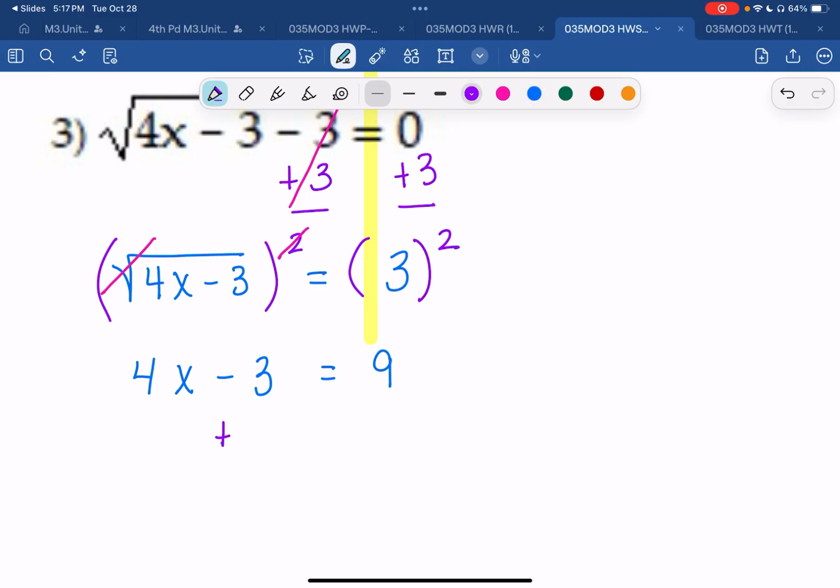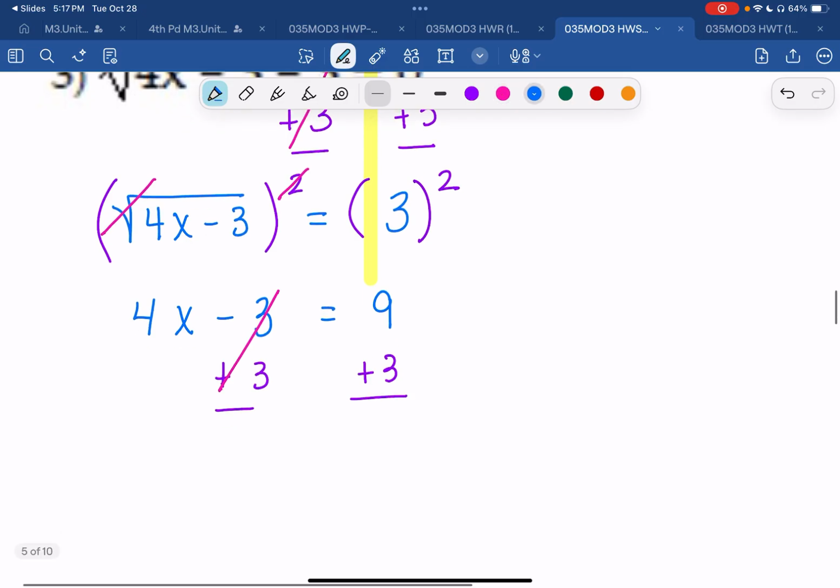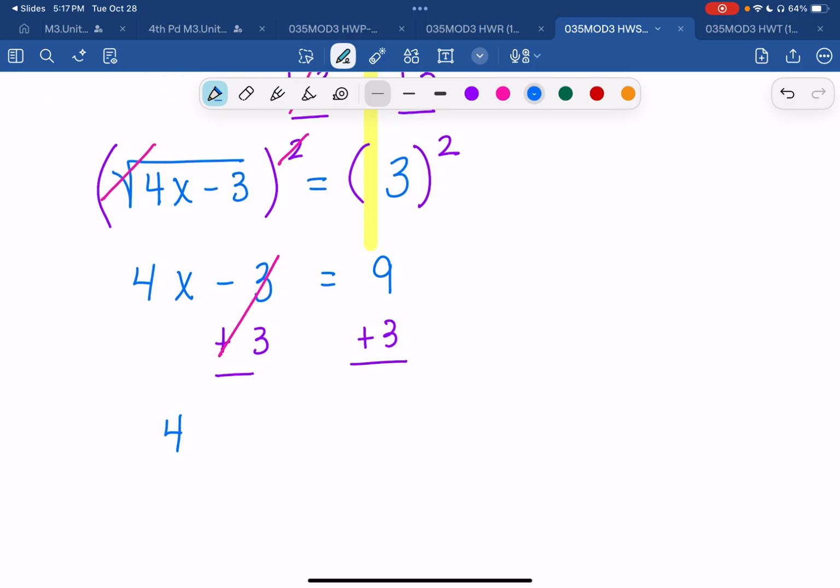I can solve that by adding 3 to both sides. These are going to cancel. I've got 4x equals 12. Final step, I'm going to divide by 4. And so x equals 3.